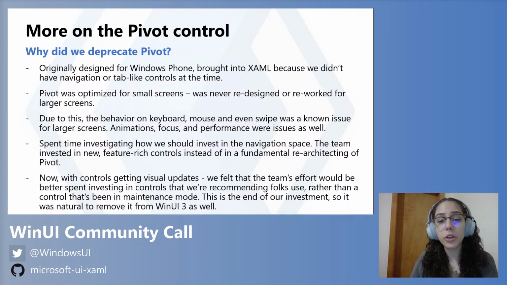Now with a lot of our controls getting visual updates, we had to assess: is the team's effort better spent investing in controls that we are actively recommending to developers, or on Pivot, which has been in maintenance mode for quite a while, and has been noted in our documentation as being in maintenance mode? We decided that our time would be better spent investing in the visual update for other controls. So that was the end of our investment, and it was natural to go ahead and remove it from WinUI 3 as well, as WinUI 3 is the next generation, as you all know.